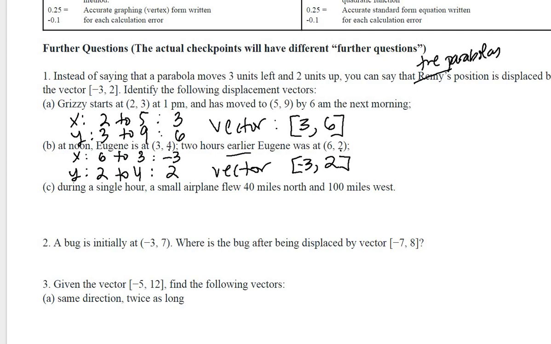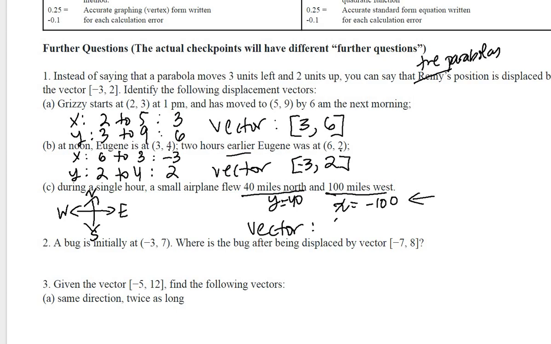During a single hour, a small airplane flew 40 miles north and 100 miles west. Well, in order to do this, I have to know how north, south, east, and west coordinates are. North, south, east, west. So 40 miles north is y. Sorry, this was y equals 40. 100 miles west is that x is equal to negative 100, because this is in the left-hand direction. So my vector will be negative 100, comma, 40.